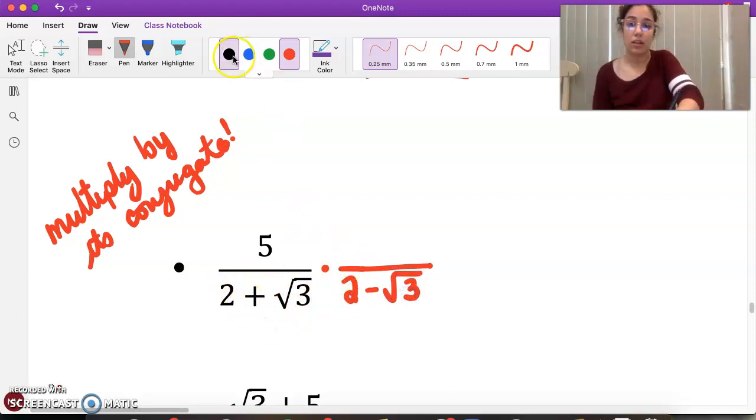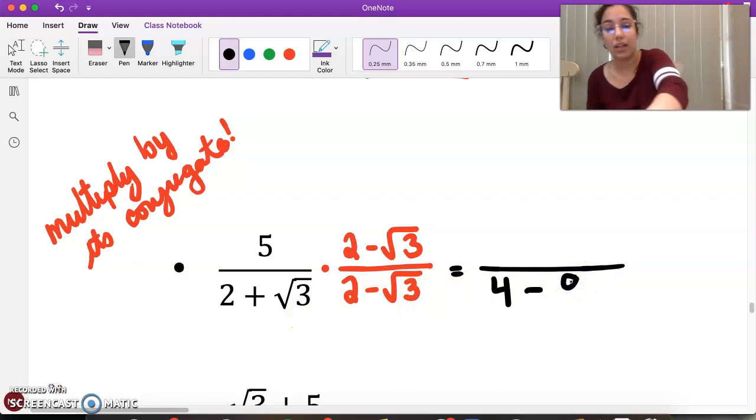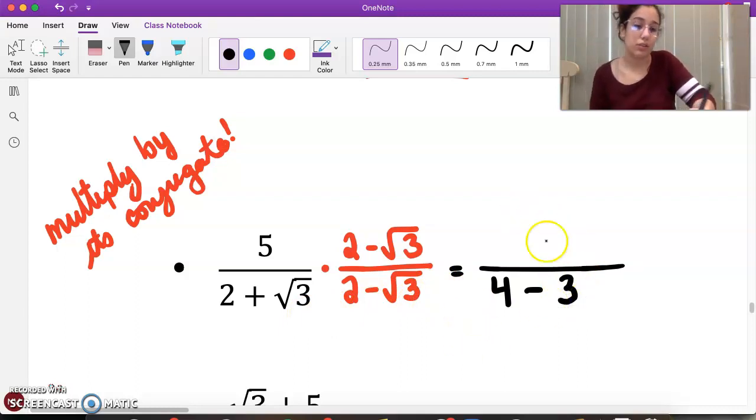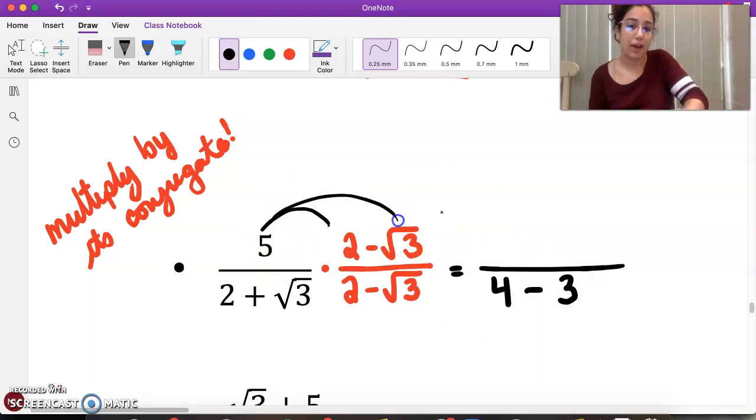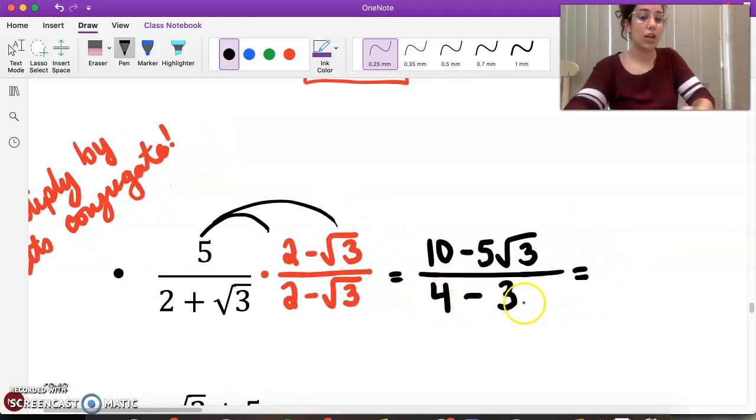And then same thing on the top, 2 minus radical 3. And you FOIL this out. When you FOIL this out, you would get 2 squared, which is 4, and then minus root 3 squared, because remember the middle terms cancel out, root 3 squared, which is not 3, I'm sorry, it's root 9, which is 3, and then on the top, you distribute the 5, you'll get 10 minus 5 root 3, and this 4 minus 3 is 1, anything over 1 is itself, so you just get 10 minus 5 root 3.